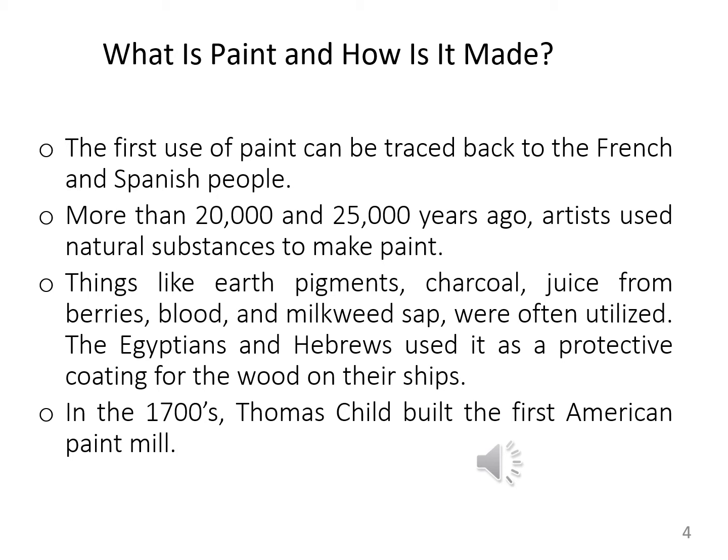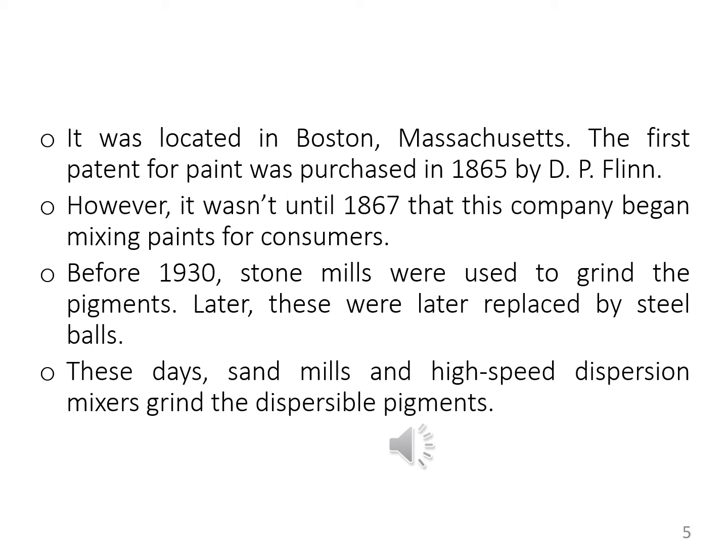In the 1700s, Thomas Stilt built the first American paint mill. So the first American paint mill was built about the 1700s. Thomas Stilt was a scientist who firstly made the American paint mill. It was located in Boston, Massachusetts. The first patent for paint was purchased in 1865 by D.P. Philin.